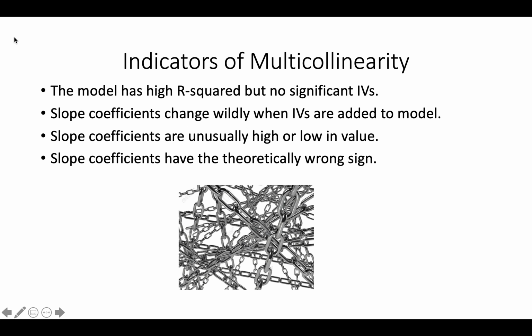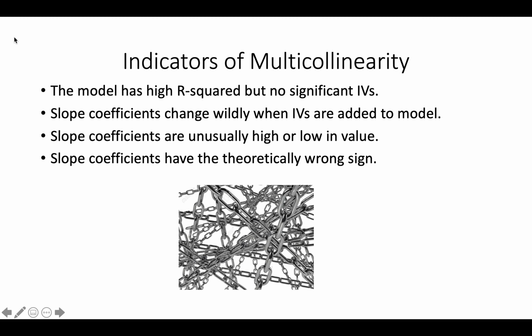Now, how do we know if there is too much multicollinearity to trust the true independence of the independent variables? We have four major indicators, and I list them from the surest sign of multicollinearity on the top to the weakest sign on the bottom of the list. First, the model has a very high R-squared statistic, but it has few, if any, statistically significant independent variables. This is a real red flag that there is multicollinearity present.